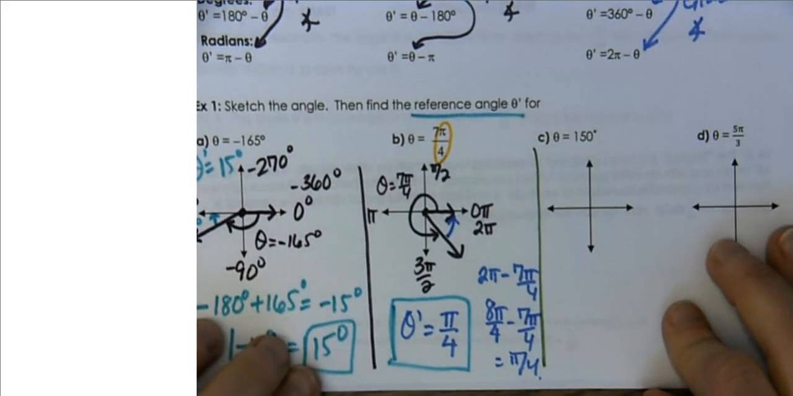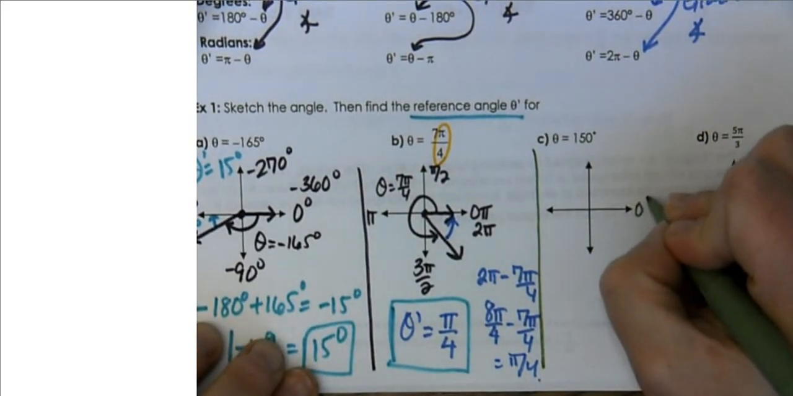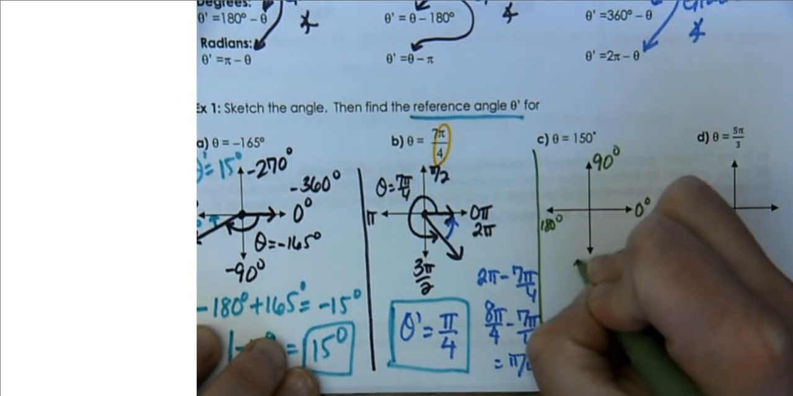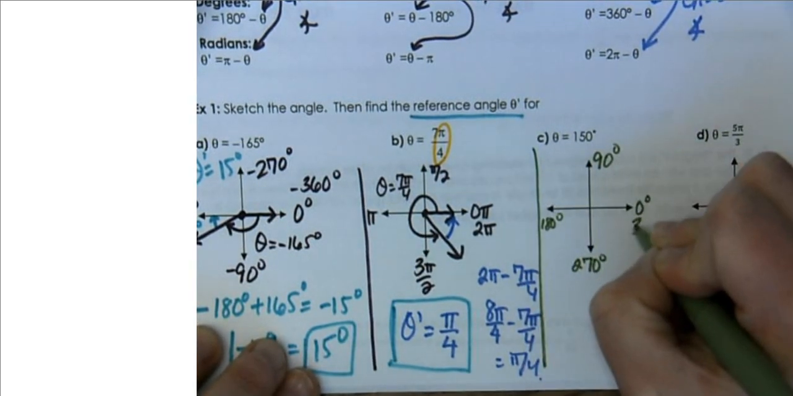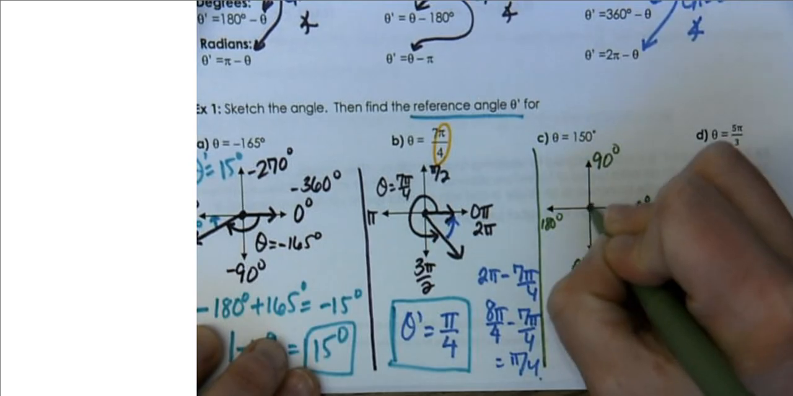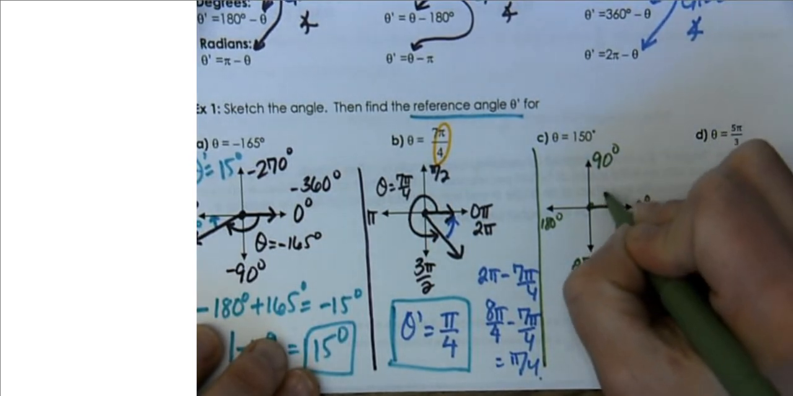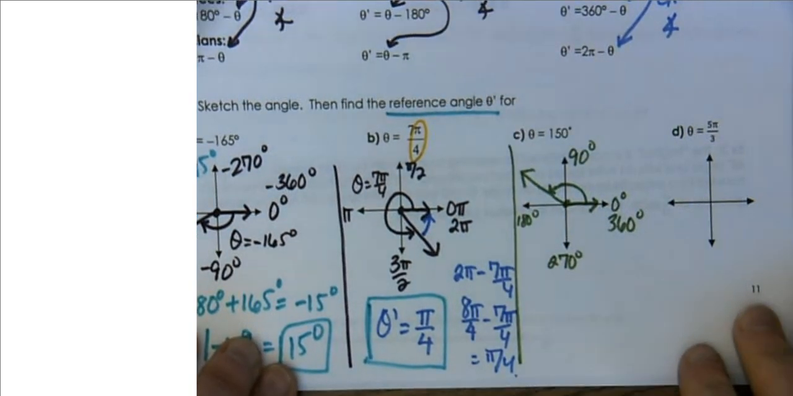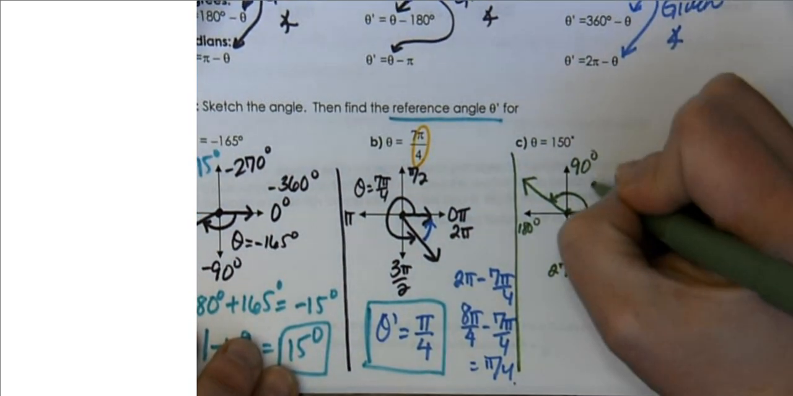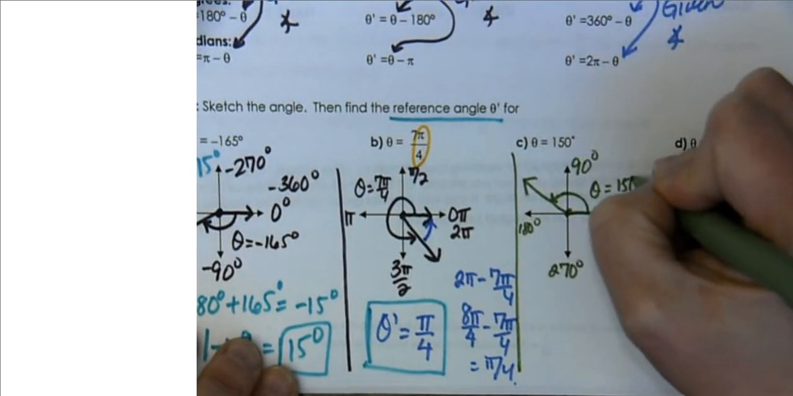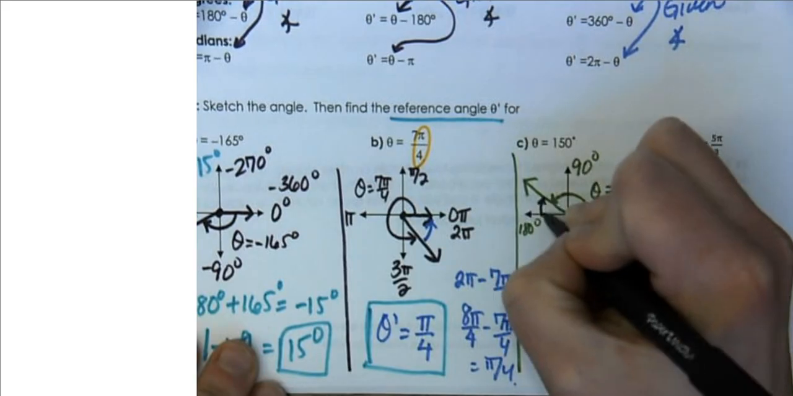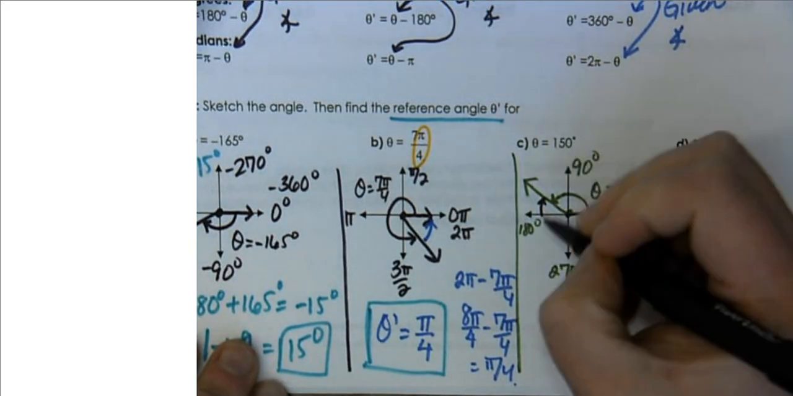Letter C, we have 150 degrees. So I'm going to write 0 degrees, 90 degrees, 180 degrees, 270 degrees, and 360 degrees. We always plot our initial side, and 150 is not quite to 180, so it's landing about right here. So this is theta, which is equal to 150. So the question is, how much further do you need to go before you reach 180 degrees? How much did we go backwards?